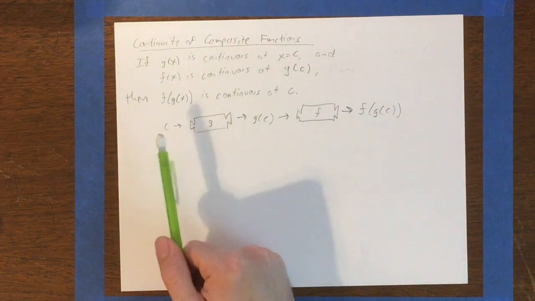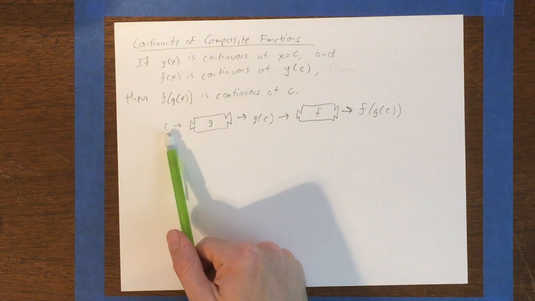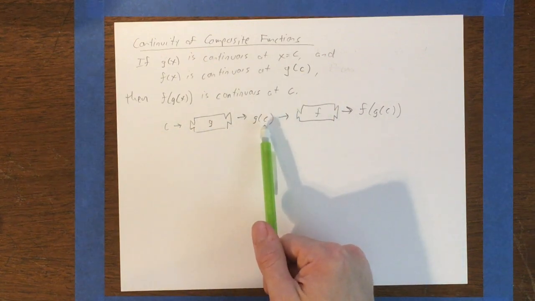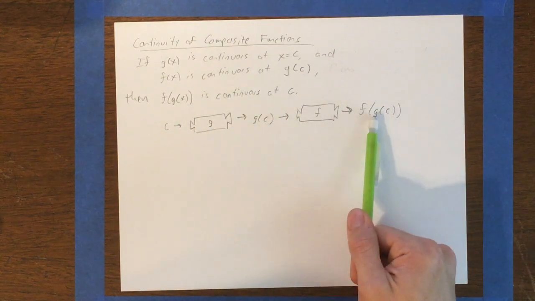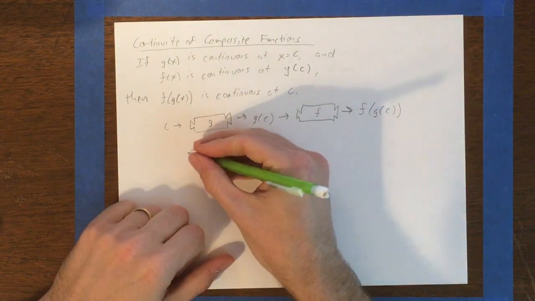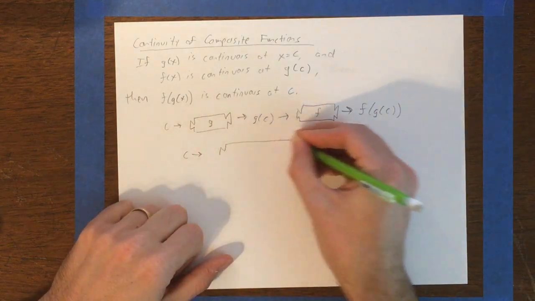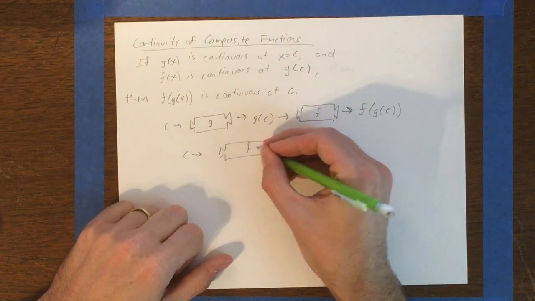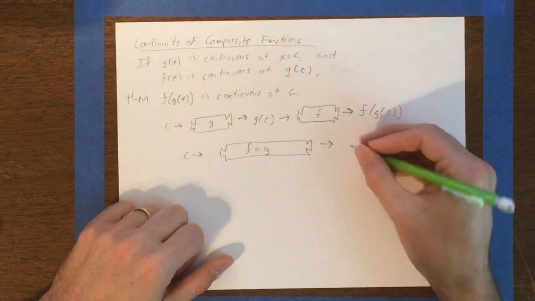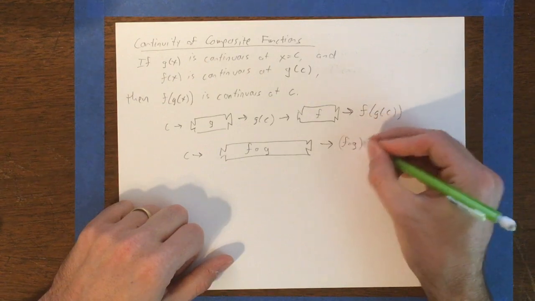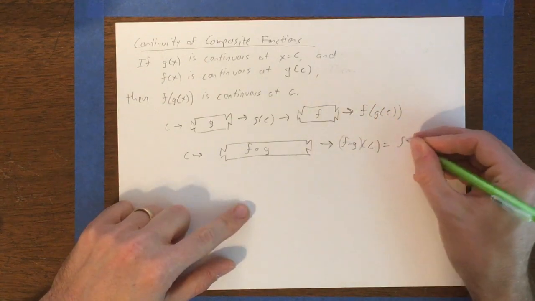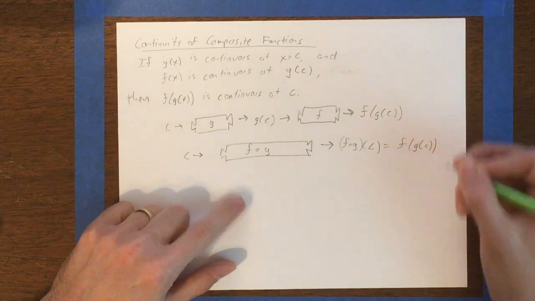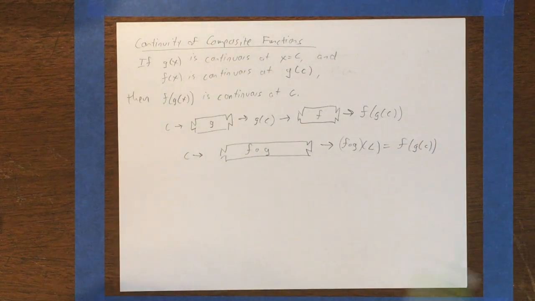So what we're saying is g needs to be continuous at c, and then f needs to be continuous at g of c. Then the composition is continuous at c, because the composition is what you get if you take these two function machines and stick them together. This will be called f composed with g, and what you get out the other side is f composed with g of c, which is the same as f of g of c. So that's what's required in order for a function composition to be continuous.